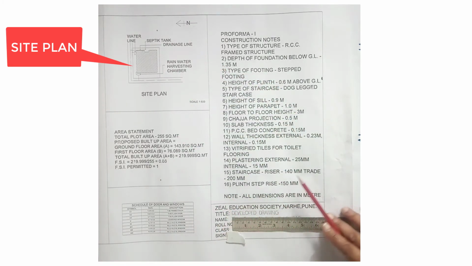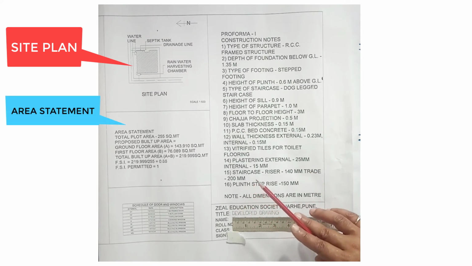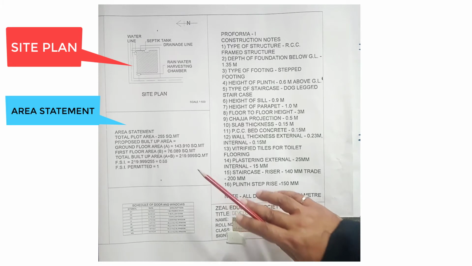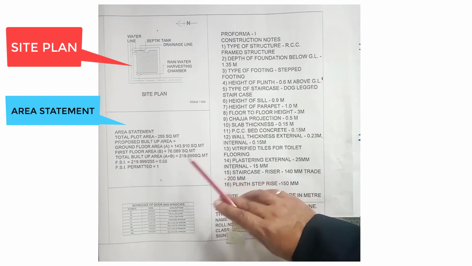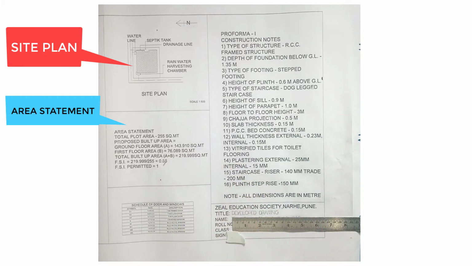Then there will be the area statement. This area statement indicates the total plot area, how much built up area you have provided, and accordingly whether the FSI, that is floor space index, is maintained or not as per rules and regulations.